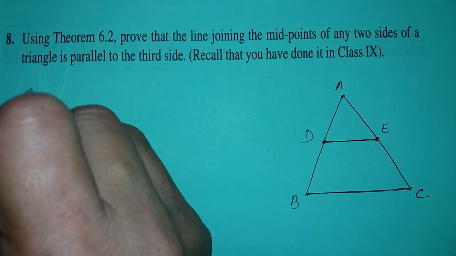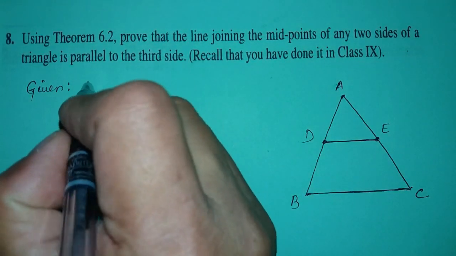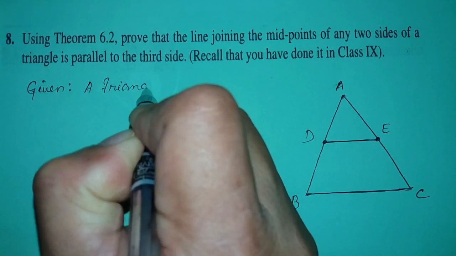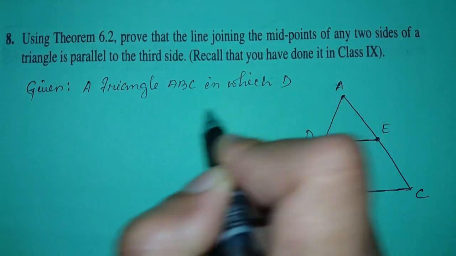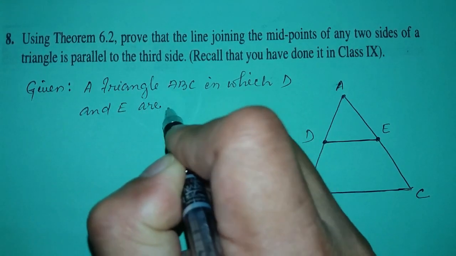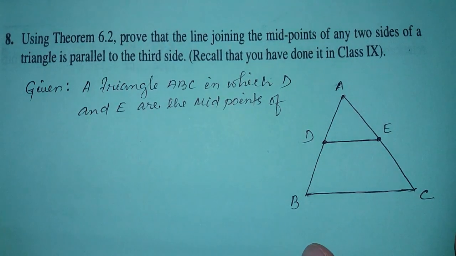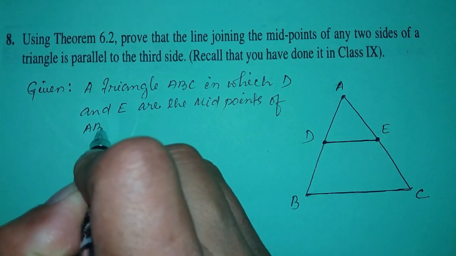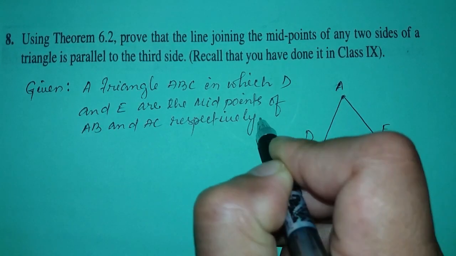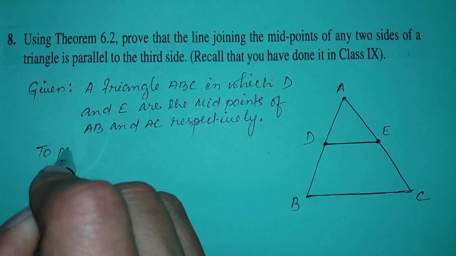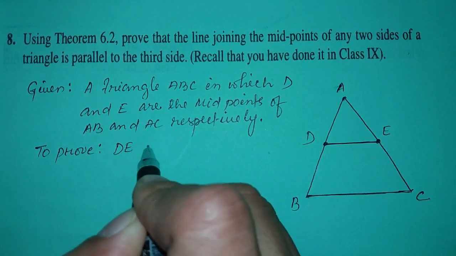So first let us write Given. Given is, here we have a triangle ABC, in which D and E are the midpoints of AB and AC respectively. Now to prove is DE is parallel to BC.